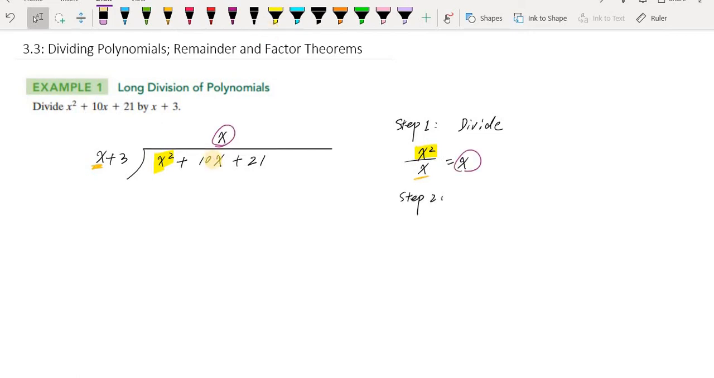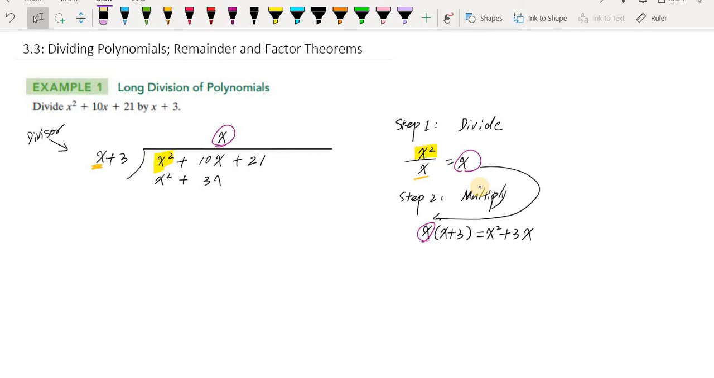Step 2, we're going to multiply. So we're going to bring this down. We're going to have x multiply x plus 3. By the way, this is called a divisor. Okay? So we're going to multiply the divisor. It'll be x squared plus 3x. We're going to write this right here, x squared plus 3x.